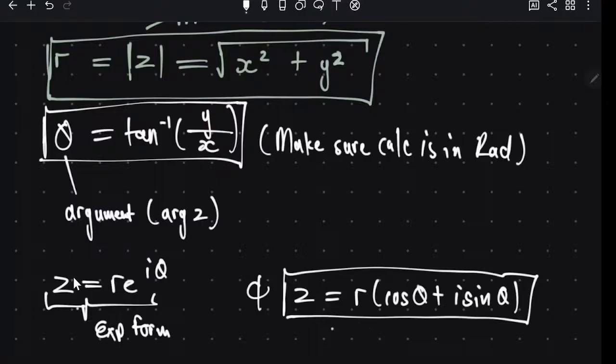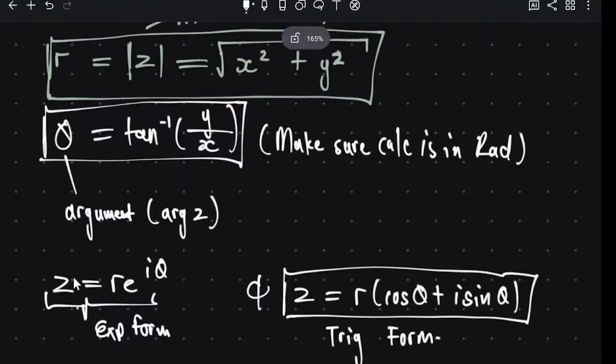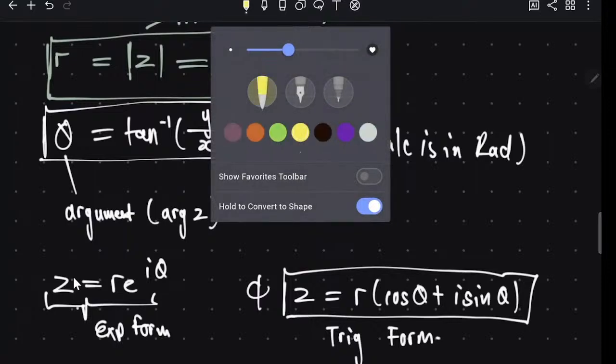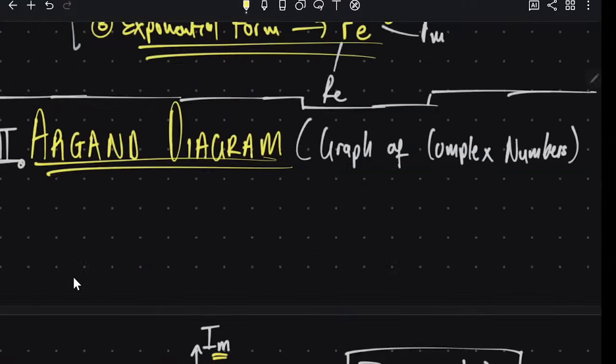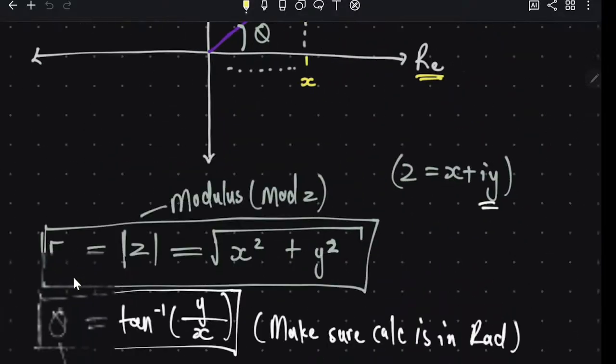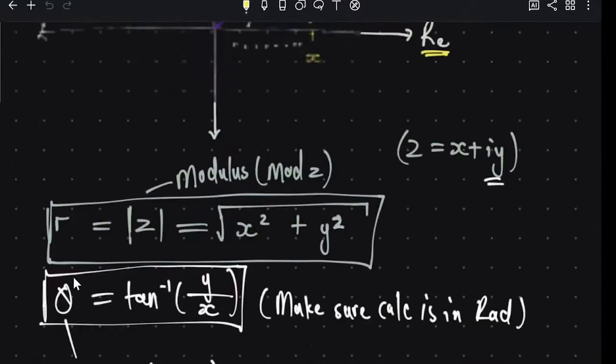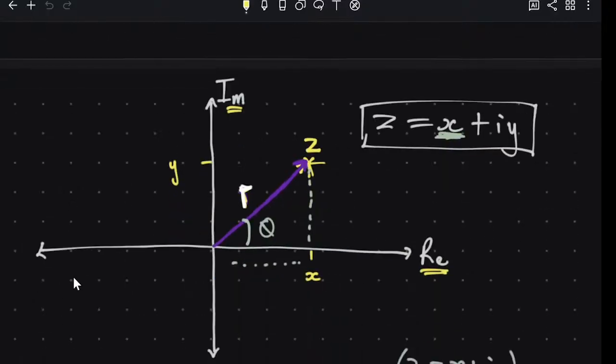This is called the trig form, the trigonometric form. Are we together? Have you seen this, students? Good. So what we have seen is that we have these three forms, and we have seen how to represent them on an Argand diagram, and how to change between them.